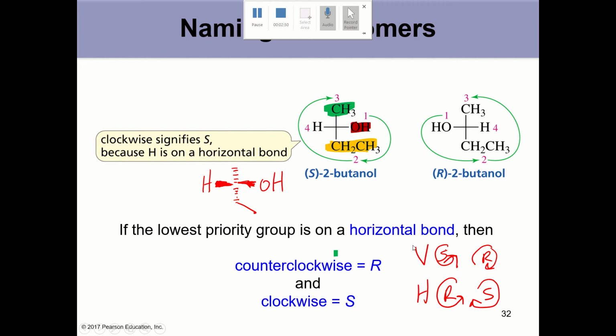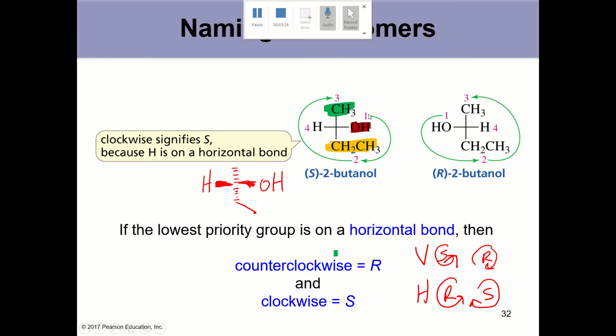If I were writing this on a test, I would write at the top of my test before I started V, standing for vertical, with an arrow showing counterclockwise direction with an S, and an arrow showing clockwise direction with an R. Then I would write H, standing for horizontal, with a counterclockwise arrow with R, and a clockwise arrow with S. And that's how I would keep them distinct.